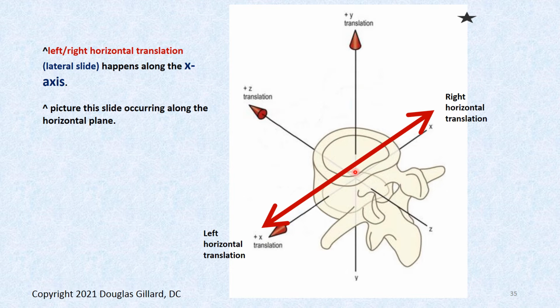I don't have any graphic ability here, but just picture the vertebrae not twisting at all, just sliding to the left and sliding to the right, and you're viewing from overhead. So right horizontal translation, left horizontal translation.